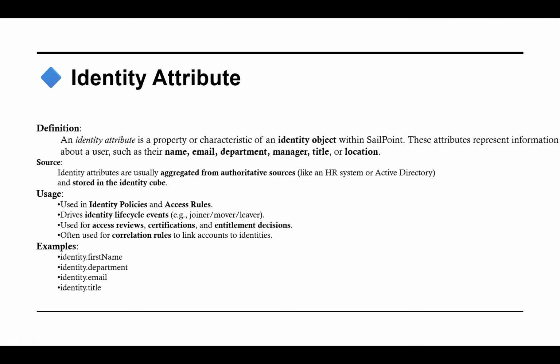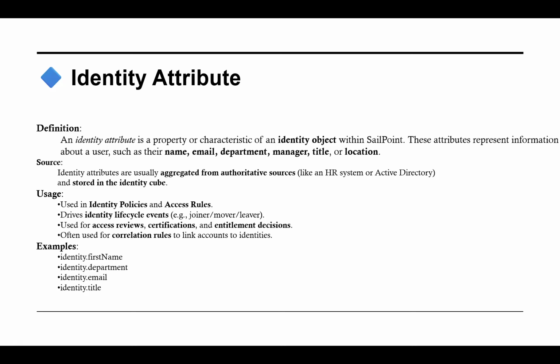These identity attributes will hold the information of the identity. Suppose the out of the box attributes, they will be storing the name, email ID, department, manager, title, or location in SailPoint, right? Those attributes are called identity attributes, and all these values will be stored in the identity cube.